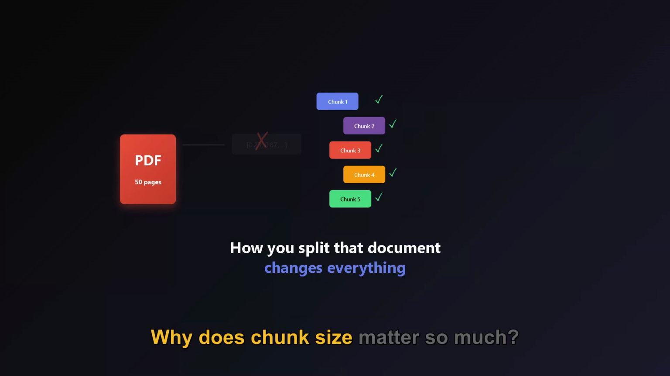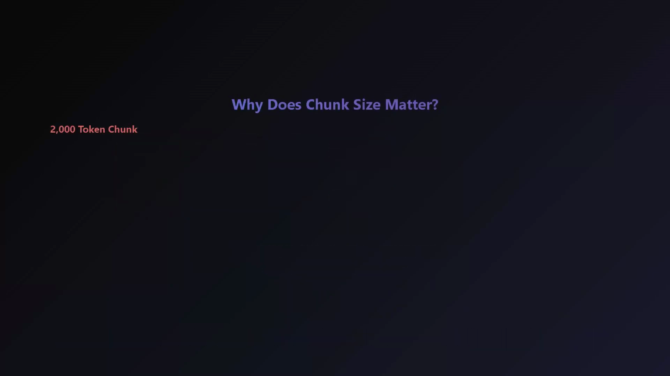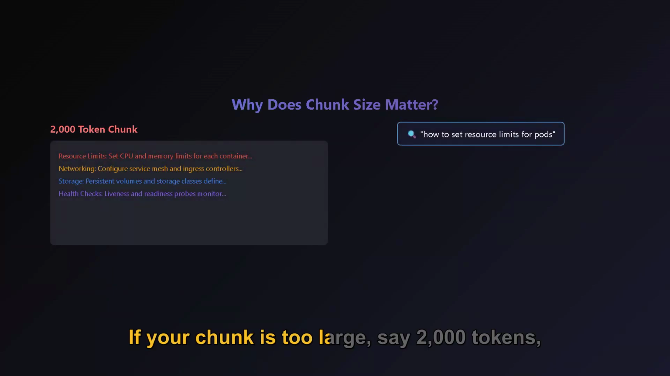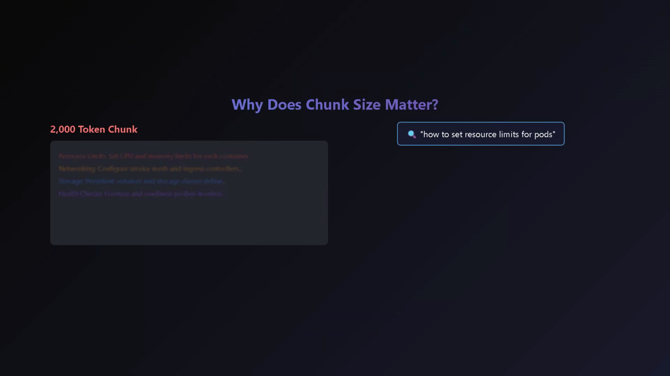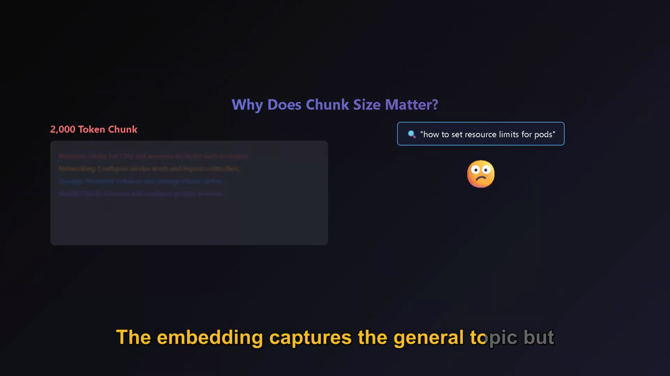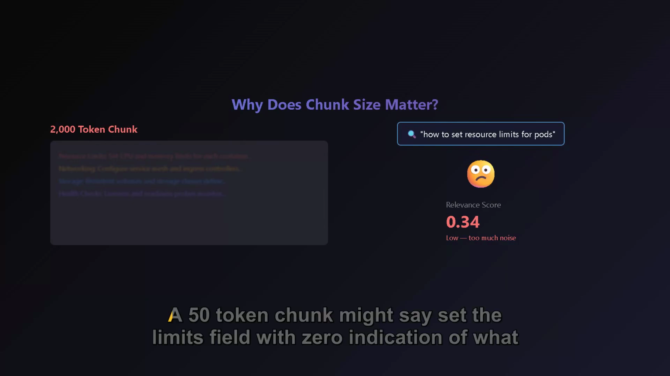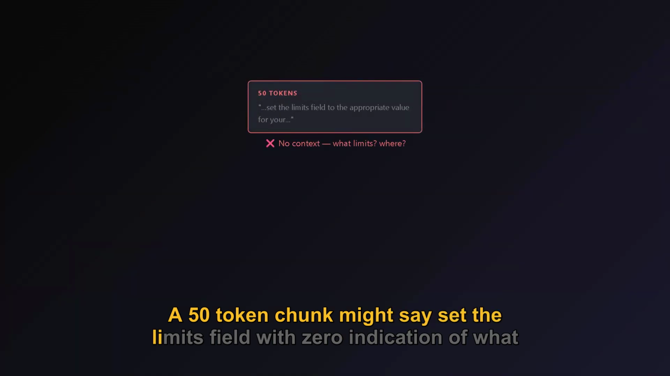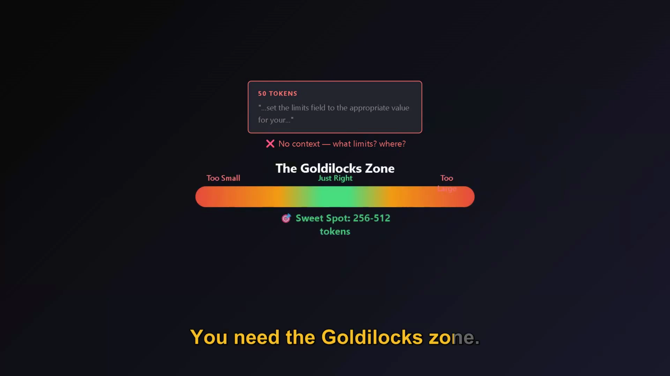Why does chunk size matter so much? Imagine searching for how to set resource limits for pods. If your chunk is too large, say 2,000 tokens, it contains resource limits plus networking plus storage plus health checks. The embedding captures the general topic but misses the specific subtopic you need. Too small and you lose context entirely. A 50-token chunk might say "set the limits field" with zero indication of what limits or where. You need the Goldilocks zone. Let's look at 4 strategies to get there.